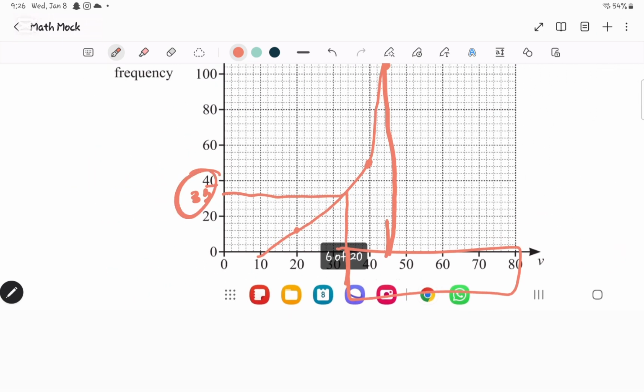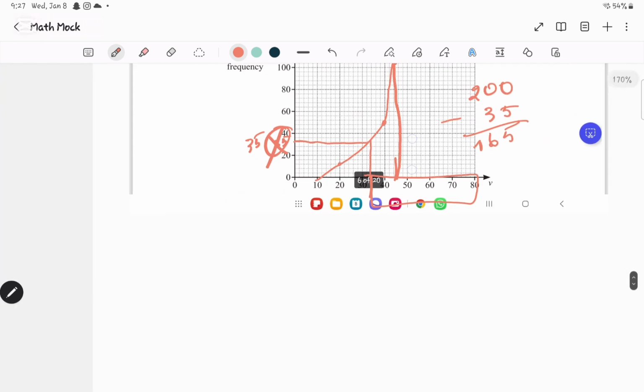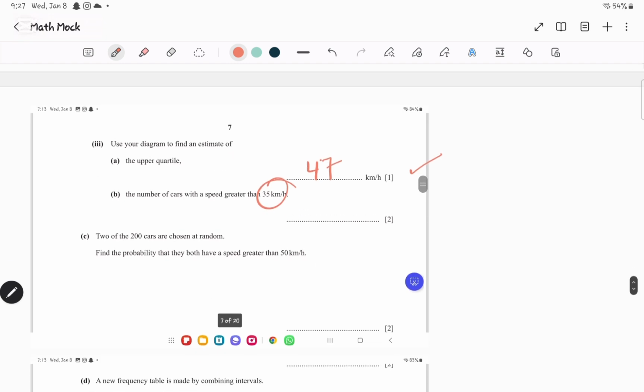Okay, now let us check. Actually, we don't necessarily need to do that. Because this is 35, we take the total, which is 200, and subtract 35 from it. So it's going to be 165. So our answer here is approximately 165.